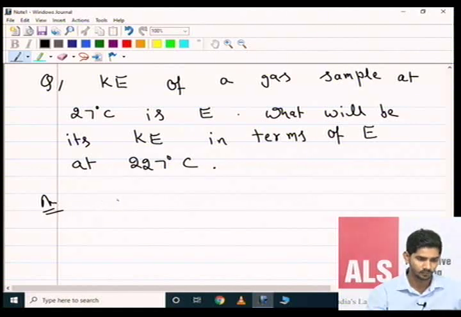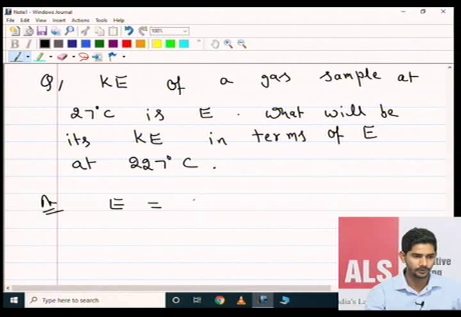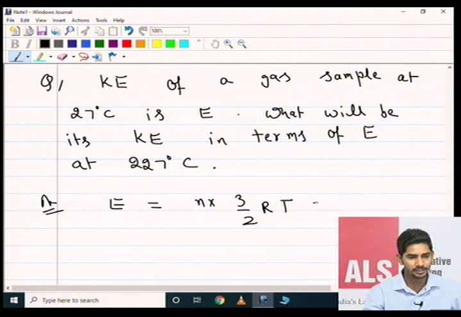See, E is, for a gas sample, we don't know the number of moles. So you can simply take it as n, 3 by 2 RT. Temperature is given to us, 300 kelvins. So you can say 3 by 2 nR into 300.